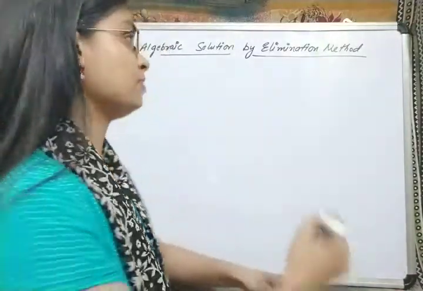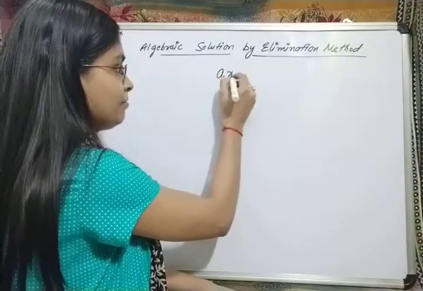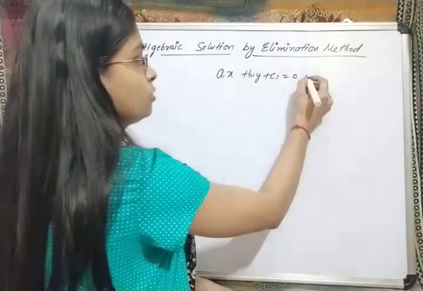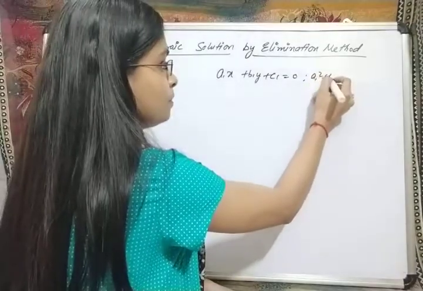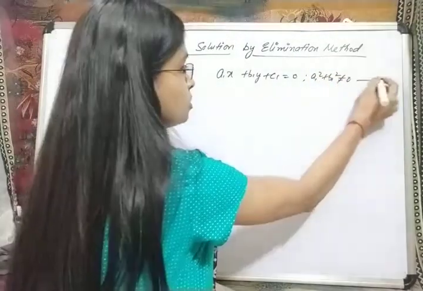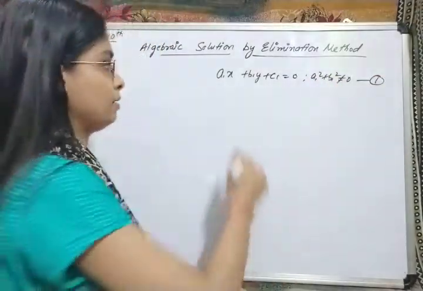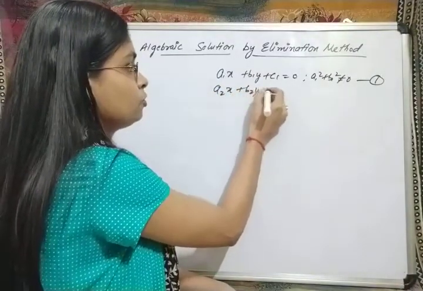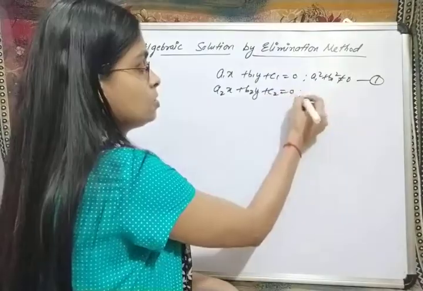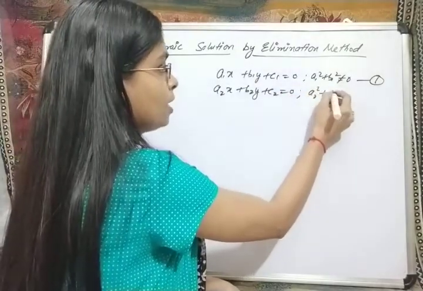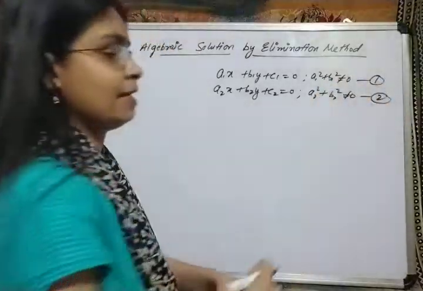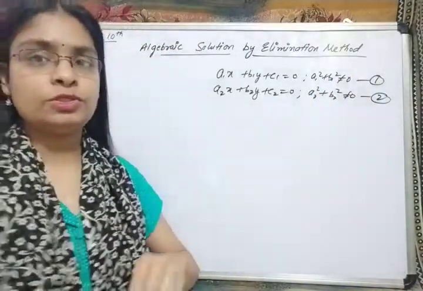Okay, now suppose I am writing one equation, that is a1x plus b1y plus c1 equals 0, where a1 square plus b1 square is not equal to 0. This is equation 1. And secondly, a2x plus b2y plus c2 equals 0, where a2 square plus b2 square is not equal to 0. This is our second equation. So I have written two equations.